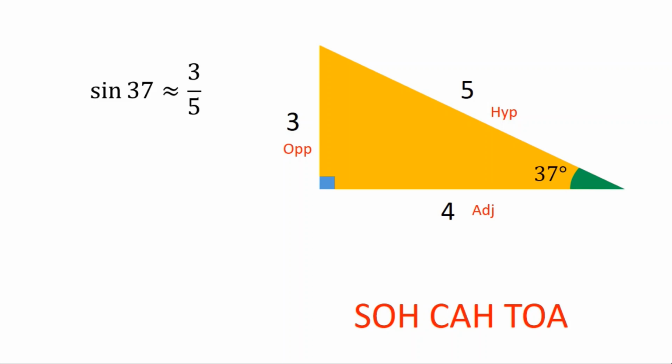I can also do the same thing with cosine. So cosine of 37 is the adjacent over the hypotenuse, which is 4/5. And finally, the tangent of 37 is the opposite over the adjacent length, so that's 3/4. So you can see how I've used this triangle to come up with these three statements, these three essentially definitions for what we're talking about.